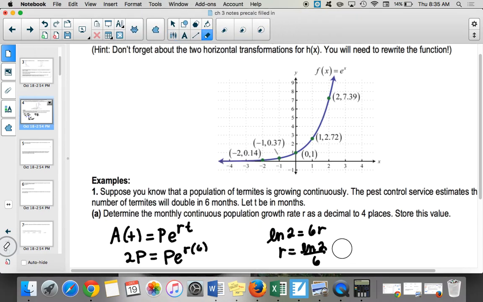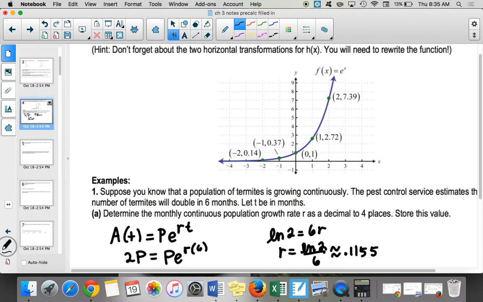I can say approximately 0.1155. But the tricky thing with exponential growth is if you round that number, your answer after 10 years or 15 years, or whatever we're dealing with, in months in this case, could be way, way off. Because when you raise something to an exponent, it's going to change your number a lot if it's off. So we always want to store these values. And this is just a good thing to do in general, because when you go on to AP Calc and so on, we're going to have nice, precise answers.